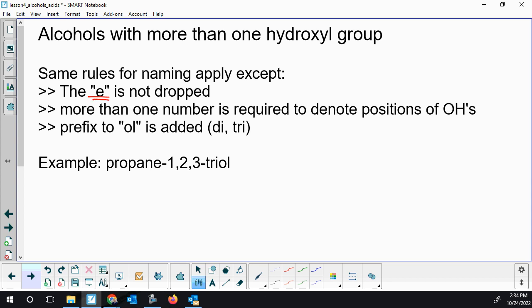I don't know why. Ask IUPAC. Why do you keep that silly E? The rest would be as expected. If there's more than 1 hydroxyl, you're going to use prefixes: di, tri, tetra. If there's more than 1, you're going to need more than 1 number. That's expected. We just have that E that we don't drop. So that is not a typo. In propane-1,2,3-triol, it is supposed to be there. It's probably there for phonetic reasons. Sounds nicer.